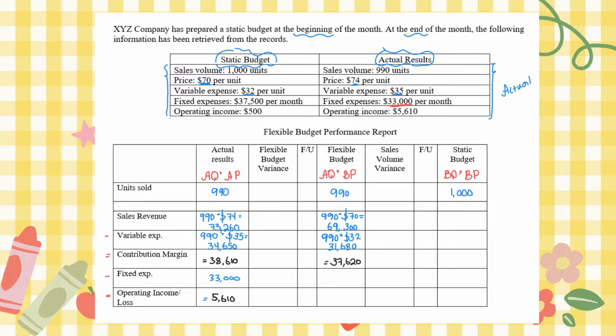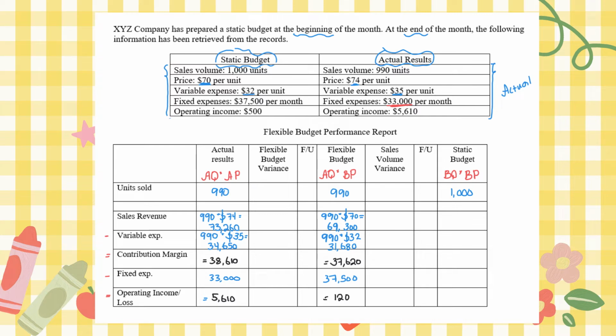So it's gonna be 37,500. Now operating income or loss is gonna be contribution margin less fixed expenses. Now let's go to the last column, which is static budget. I need budgeted quantity multiplied by budgeted price. So I'm gonna look at the static budget data, okay?